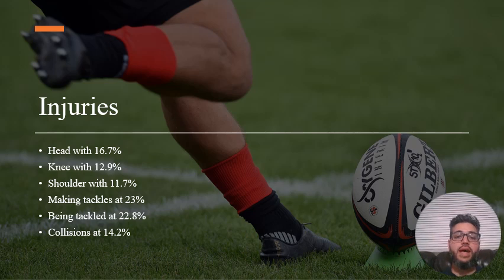Now, in terms of anatomical locations, we're looking at 16, almost 17% of the head being the main area getting hit, around 13% by the knee, and then the shoulder around 12%, with injuries from making a tackle being around 23%, while being tackled close to 23%, and then injuries from collisions overall around 14%.